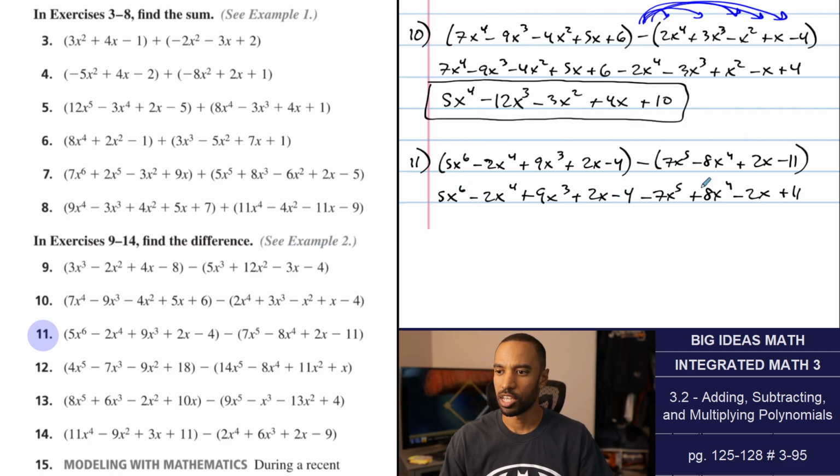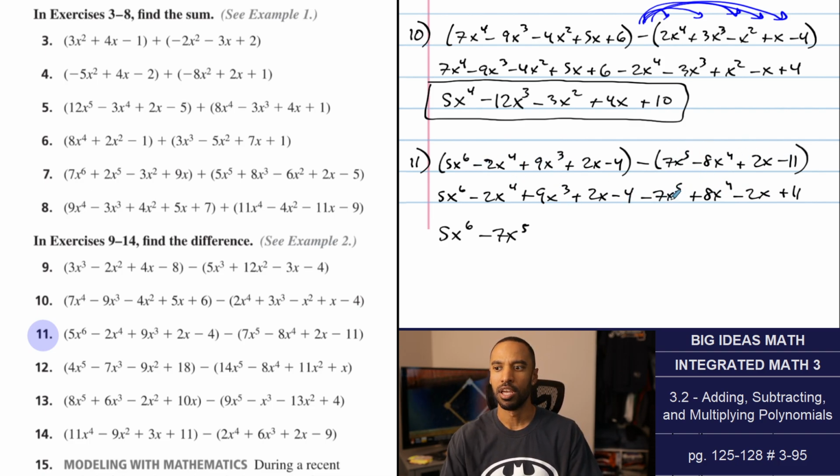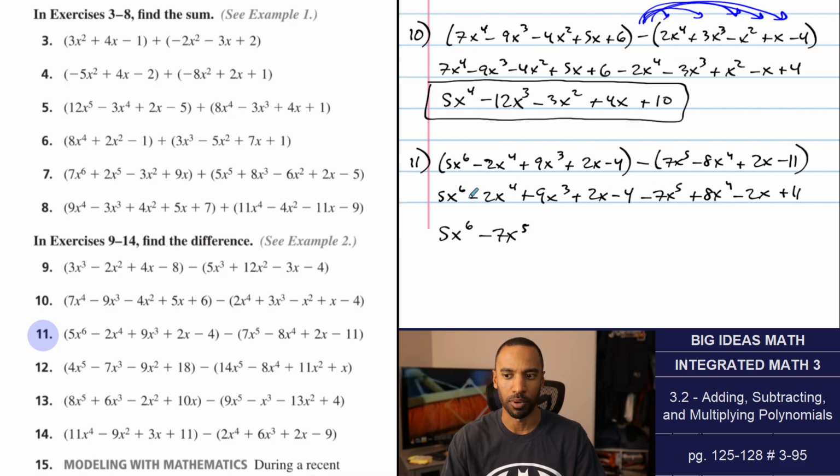All right, x to the 6th power, none others exist. 5x to the 6th is the leading term. I got an x to the 5th right here with none others, so negative 7x to the 5th. You've got to remember, within this polynomial itself, there's nothing that will combine. So you're saying, I got an x to the 5th here. Do I have one here? Yes or no? There's only one. 4th power, I have one here. Do I have one here? Yes. So negative 2 plus 8 is 6.